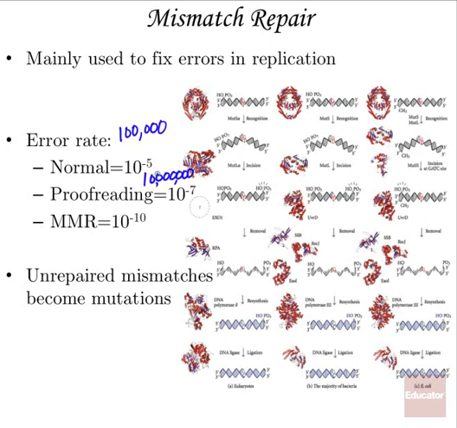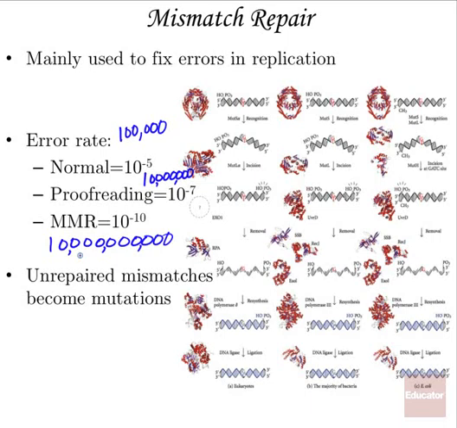Well, MMR, mismatch repair, can bring us to 1 times 10 to the negative 10. That is 1 in 10 billion bases. We only have a 3 billion base pair genome, so this is saying that by way of this, we shouldn't have any errors through an entire replication cycle. And that is a great thing to see. That's what we want.